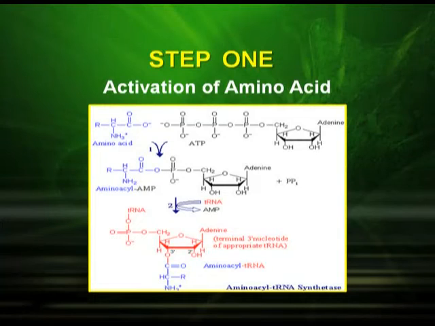Now, let us study the steps of translation. The first step is activation of amino acid. The amino acids are activated by reacting with ATP. The source of energy here is ATP, and that is how it forms amino acyl AMP.